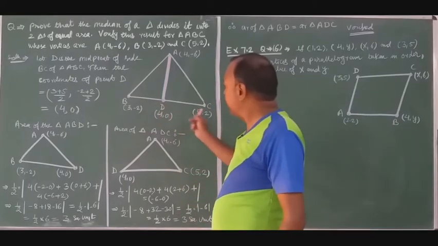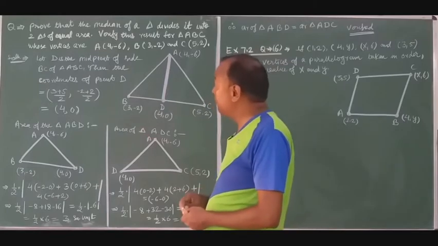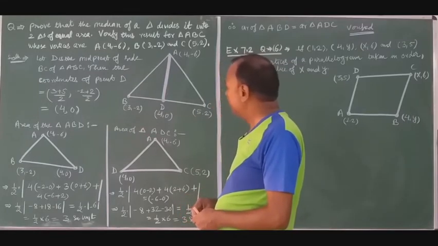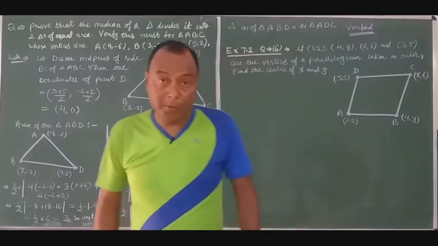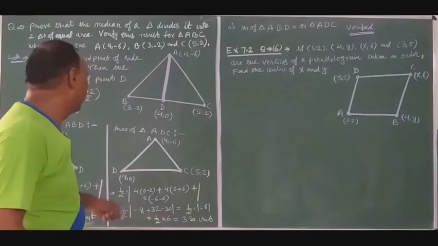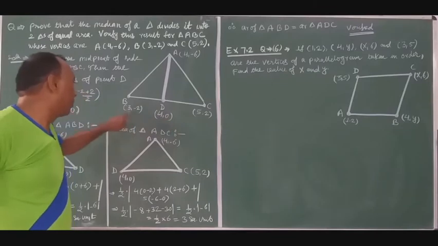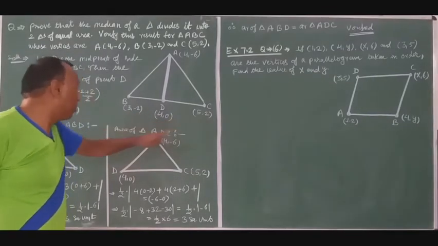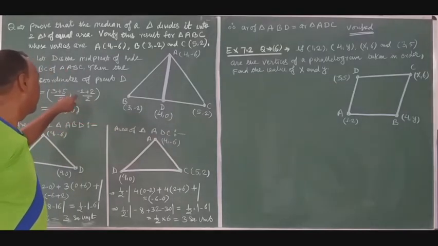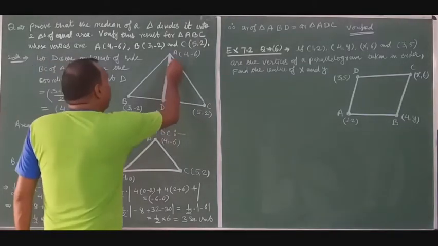Let D be the midpoint of side BC. Okay, so then what will be the coordinate of point D? This is 3, that is, x1 plus x2 upon 2, 3 plus 5 upon 2, y1 plus y2 upon 2, that is minus 2 plus 2 upon 2, that is 4, 0. And now this is your median.